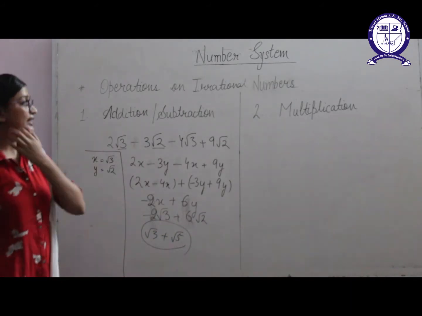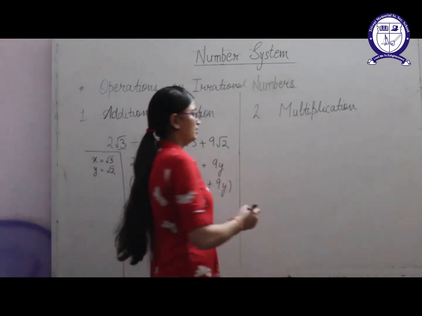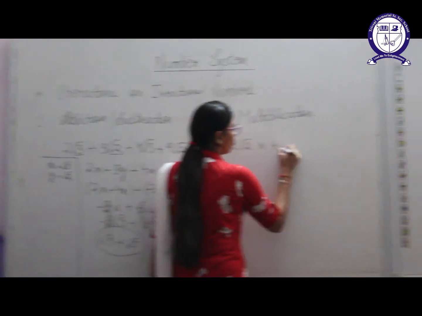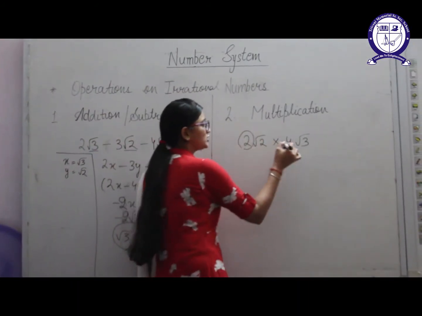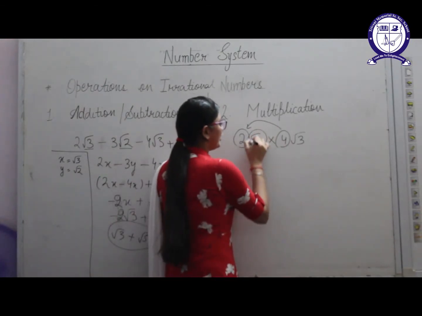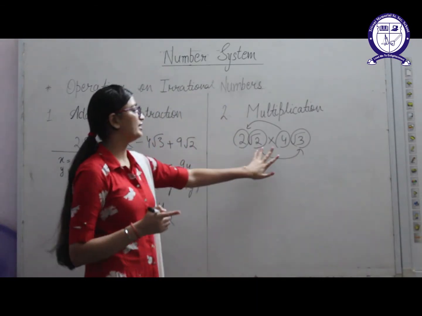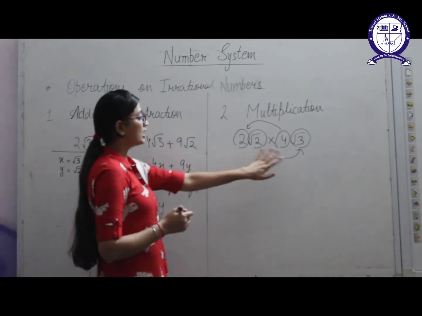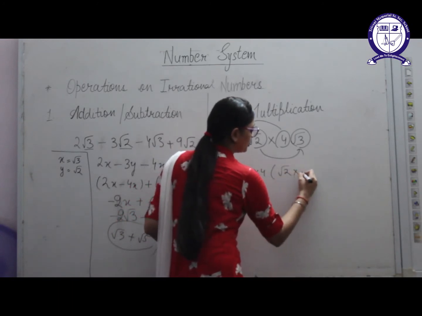Okay? Now our next topic is multiplication. How are we going to multiply the irrational numbers? For example, we have 2 root 2 multiplied by 4 root 3. What we are going to do is, the numbers on the outside of the root will be multiplied with each other, and the numbers on the inside of the root will be multiplied to each other. We can multiply different unlike irrational numbers, but we cannot add or subtract them. So the answer will be 2 into 4 and root 2 into root 3.